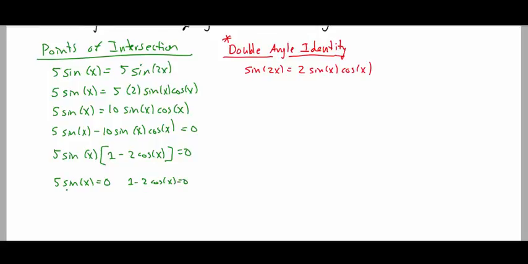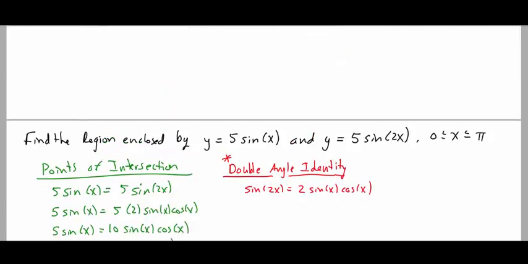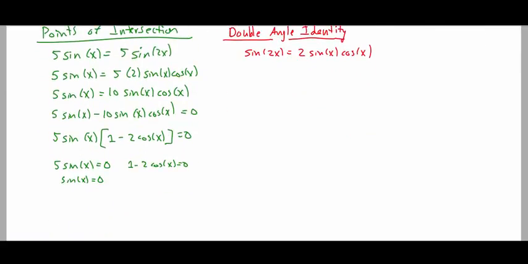So here, I can divide through by 5 and I get sine of x equals 0. And this is saying, where is the sine of x equals 0? Well, remember, we're limiting ourselves from 0 to pi. So this is true at x equals 0 and at x equals pi.